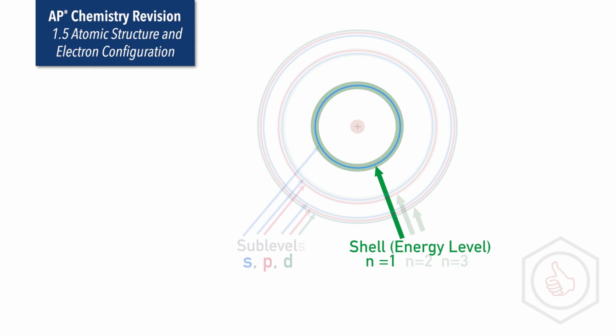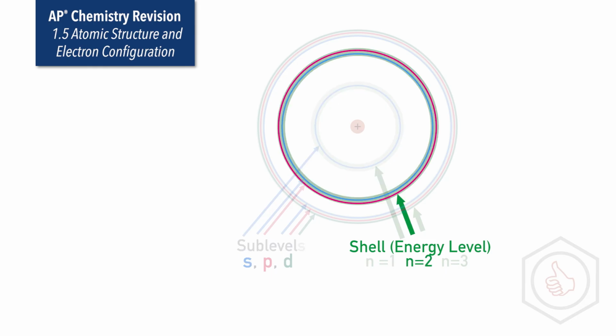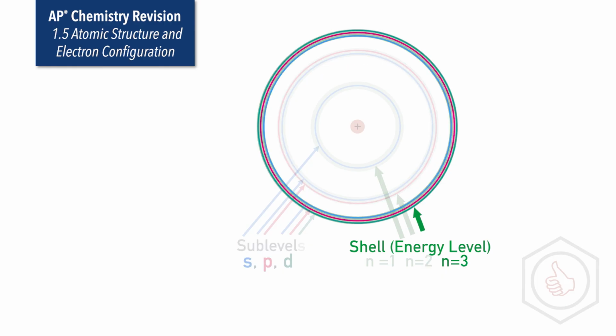The n equals 1 energy level has only an S sublevel. The n equals 2 energy level has an S and a P sublevel. The n equals 3 energy level has an S, a P, and a D sublevel. And the n equals 4 energy level has an S, a P, a D, and an F sublevel.